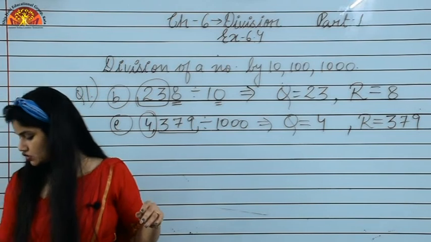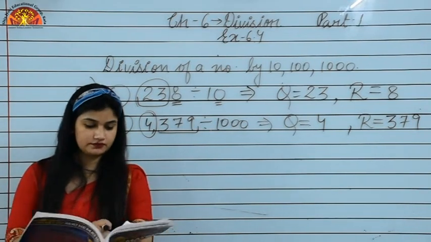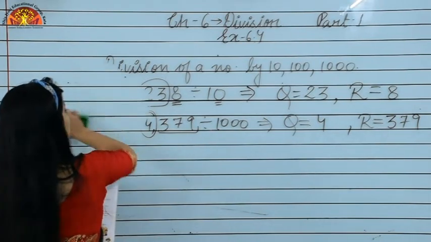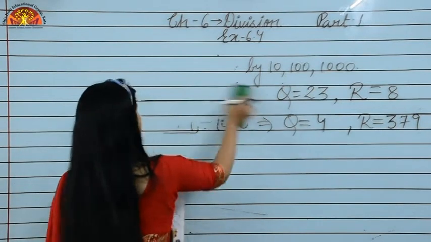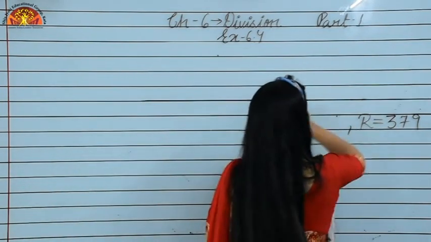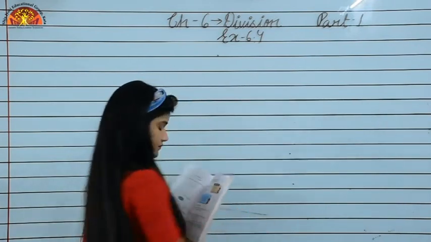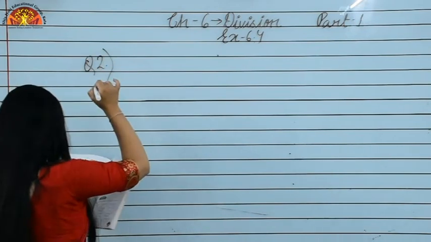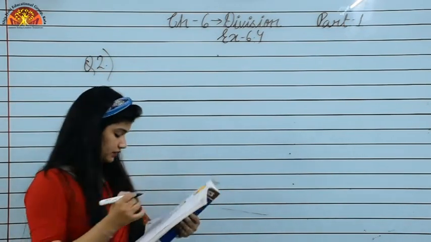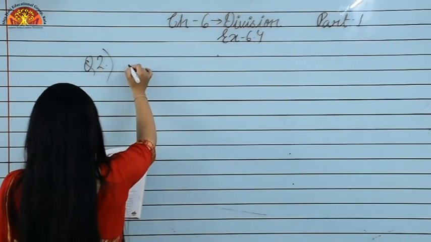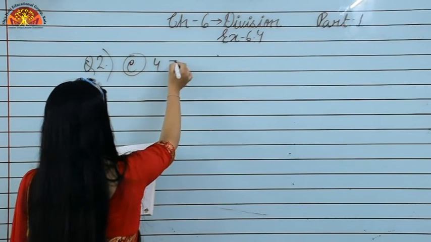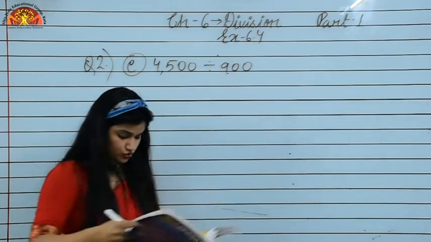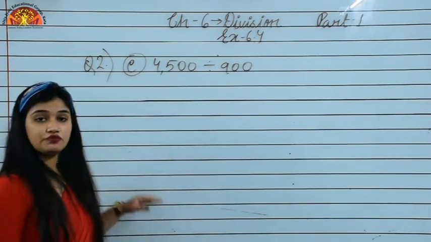Now we see the last topic, students, that is division when dividend and divisor end with 0. When you see 0 in dividend also and in divisor also. So students, question number 2, divide using the cancellation method. And we are taking E part of this question, 4500 divided by 900. So students, what we have to do in this question, we have to use the cancellation method.